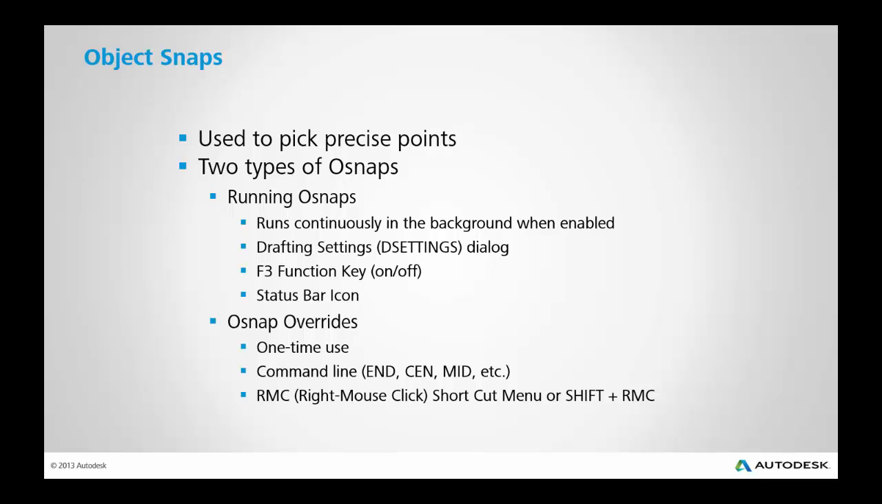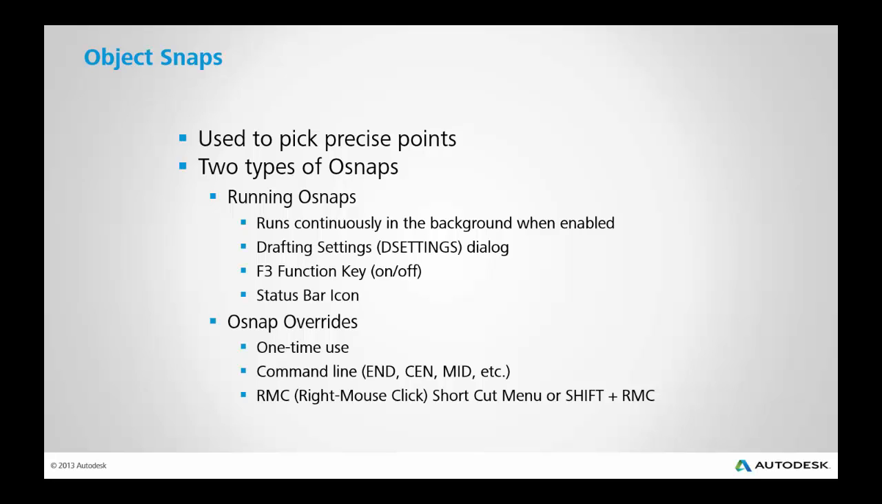In addition to running OSNAPs, we have what are called OSNAP overrides, and they do exactly that. They override any running OSNAPs. So, a running OSNAP may be set for center of a circle, end point of a line, midpoint of a line. Well, what if you need the quadrant, one of the 4 compass points of a circle, and you don't have that set as a running OSNAP? Well, that's where an override comes in.